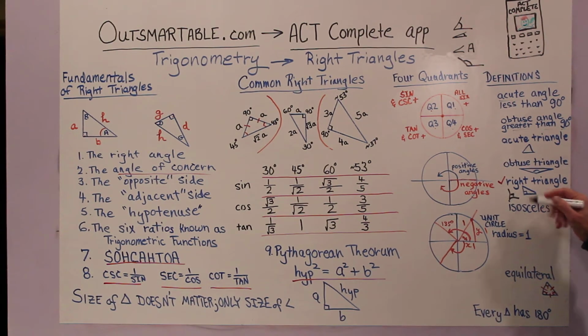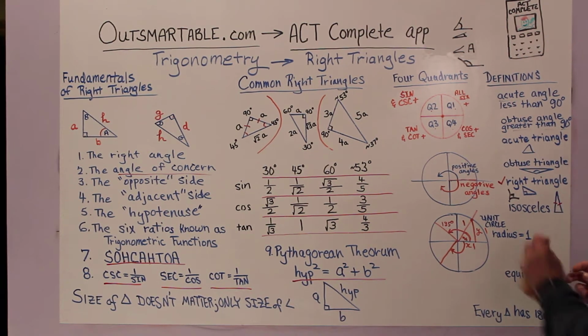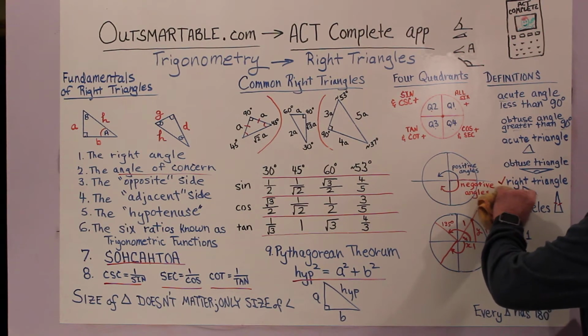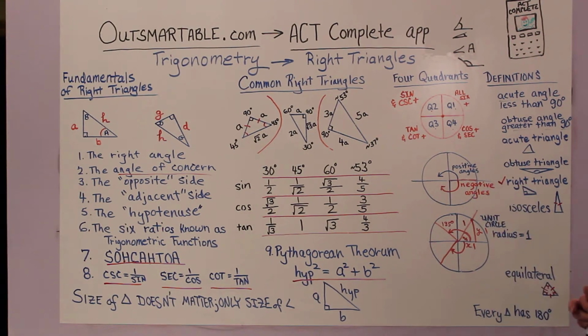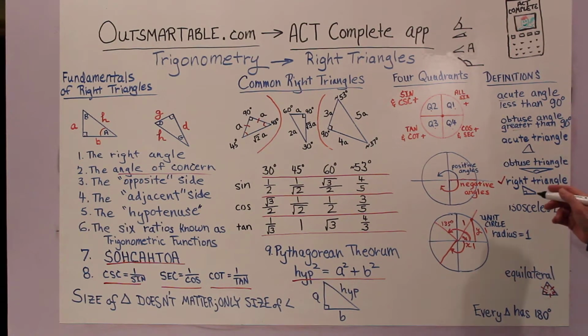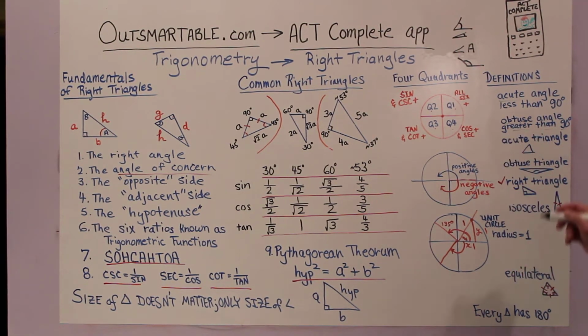And then finally, a triangle that has one right angle and two acute angles is referred to as a right triangle. And that's what we're going to be talking about today in particular. That's what trigonometry is all about, ratios of sides of right triangles.